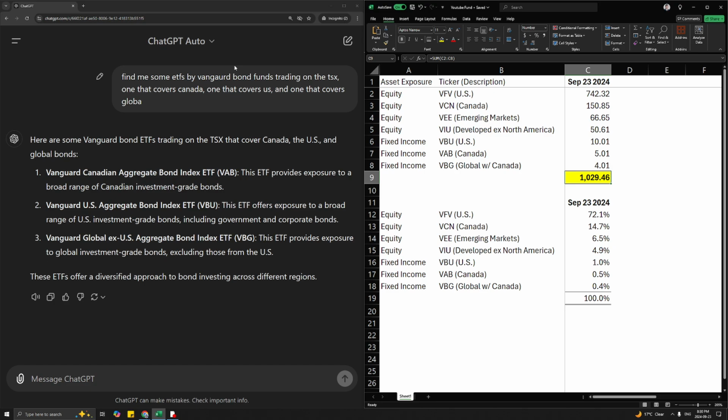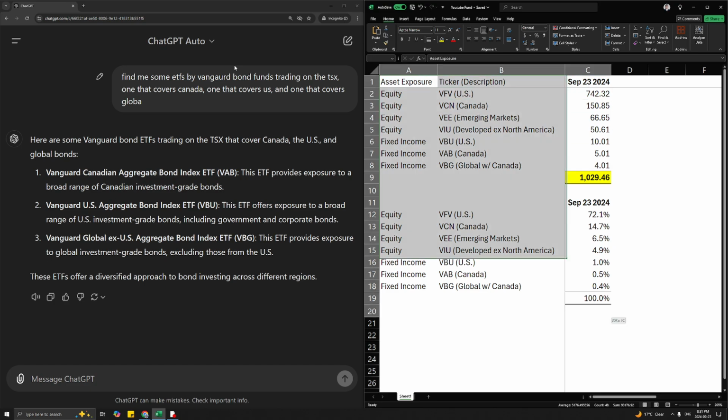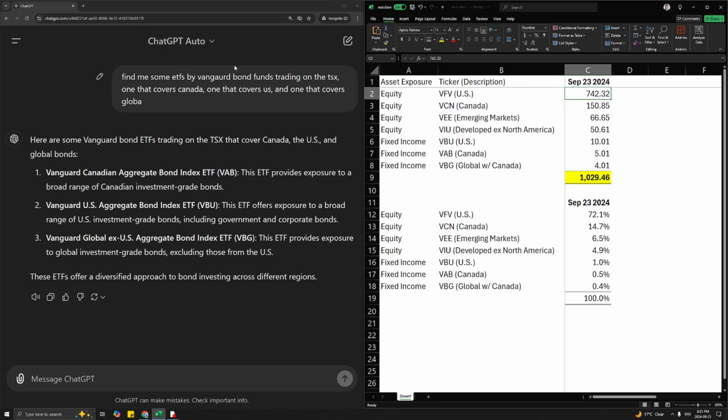All right. But yeah, so this is my initial starting weights, right? Let's pretend I'm starting off with this amount. Well, I started off with the K, but I'm somehow at this amount already. So 72.1% in the US, 14.7% in Canada, 6.5% in emerging markets. I got 4.9% in developed markets, and then I've got some US bonds. Let's put that in there so it's easier for you guys to tell.